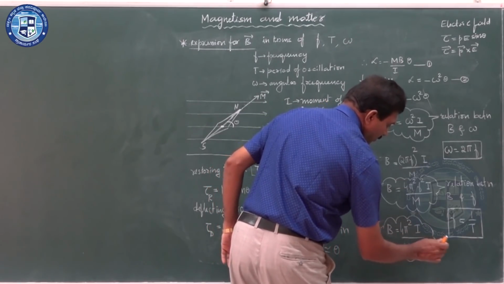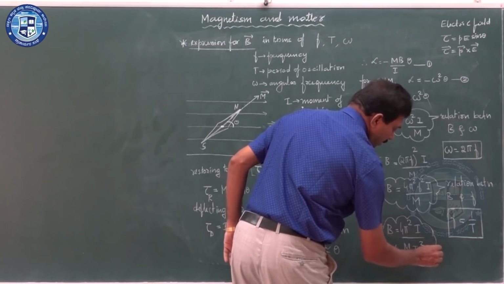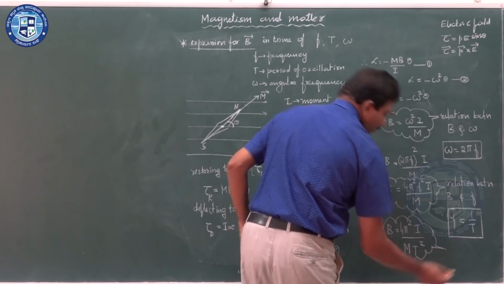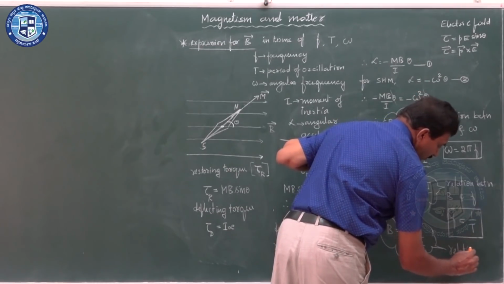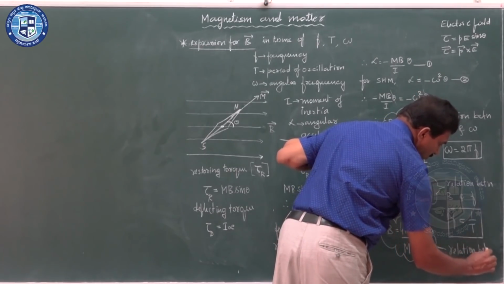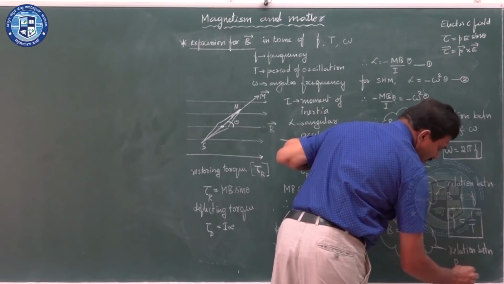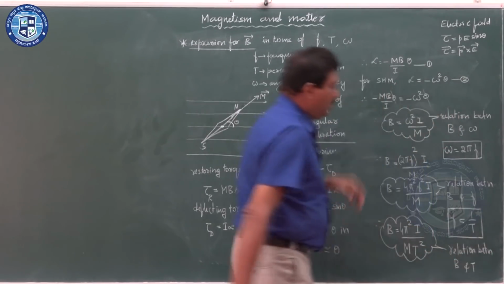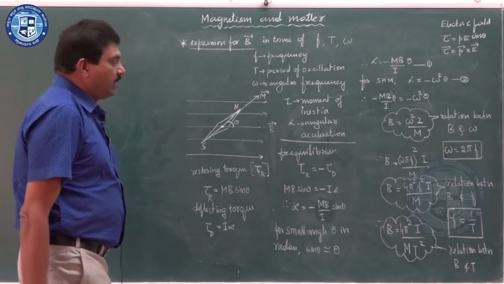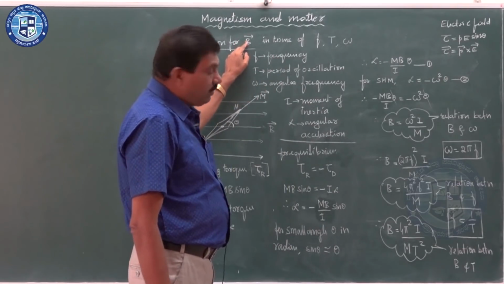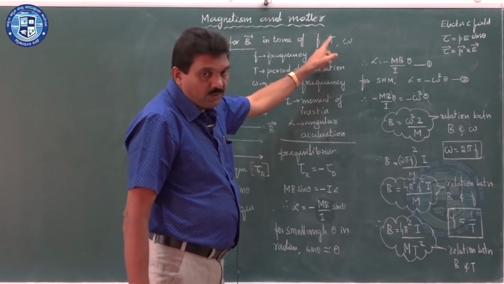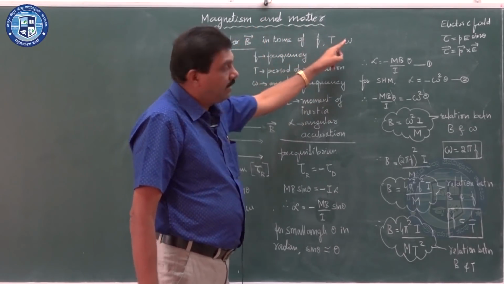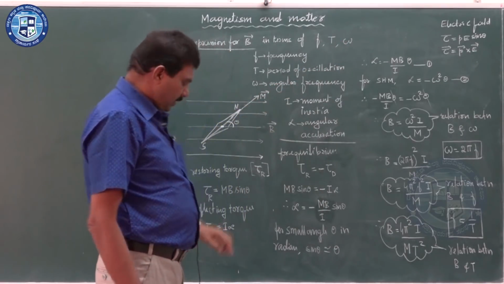This is the expression for B in terms of T, that is, the relation between B and T. So, this is the way in which you can obtain the relation between magnetic field and frequency, magnetic field and period of oscillation, magnetic field and the angular frequency.